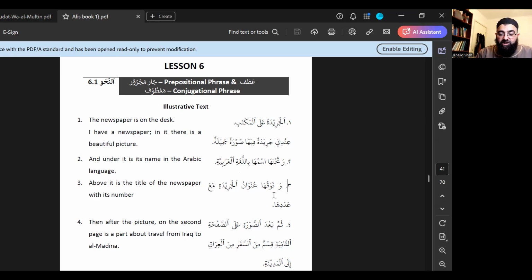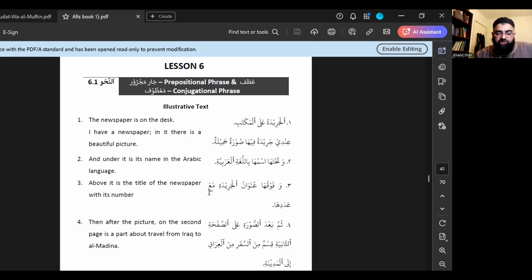وفوقها عنوان الجريدة مع عددها. And above it. And is a connector, conjunction. It just connects multiple sentences just so there's a flow in the text. وفوقها, and above it is عنوان الجريدة, right? فوق is another one. This is another jar majrur. Unwan is actually the mubtada that is afterwards. You say al-unwanu fawquha. Its title is above it, right? But it's a mubtada that is put after and its khabar is put first. With the jar majrur, you can do that. You put that at the start. Unwanul jaridat is mudaf mudaf ilayh.